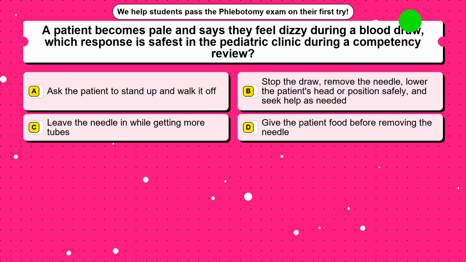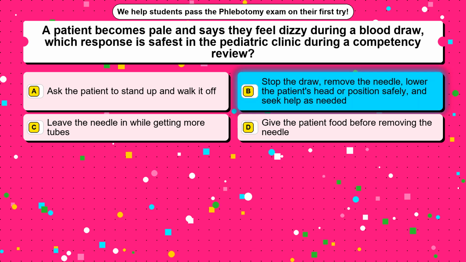Question 37. A patient becomes pale and says they feel dizzy during a blood draw. Which response is safest in the pediatric clinic during a competency review? Option A. Ask the patient to stand up and walk it off. Option B. Stop the draw, remove the needle, lower the patient's head or position safely, and seek help as needed. Option C. Leave the needle in while getting more tubes. Option D. Give the patient food before removing the needle.